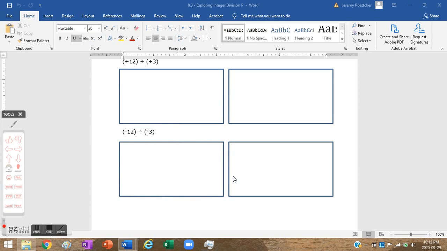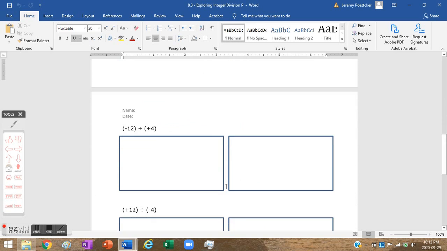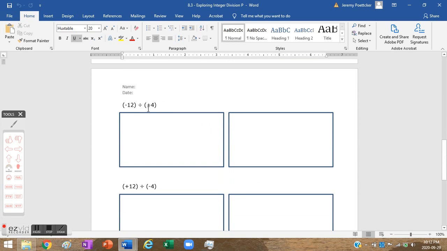Alright, so let's go down here one more. Negative 12 divided by positive 4. So again, I can do this the 0 pair method, or I can say I've got negative 12 and I want to divide it into positive 4 groups. How many are in each group? So I'm going to have 4 groups. That is a terrible circle.